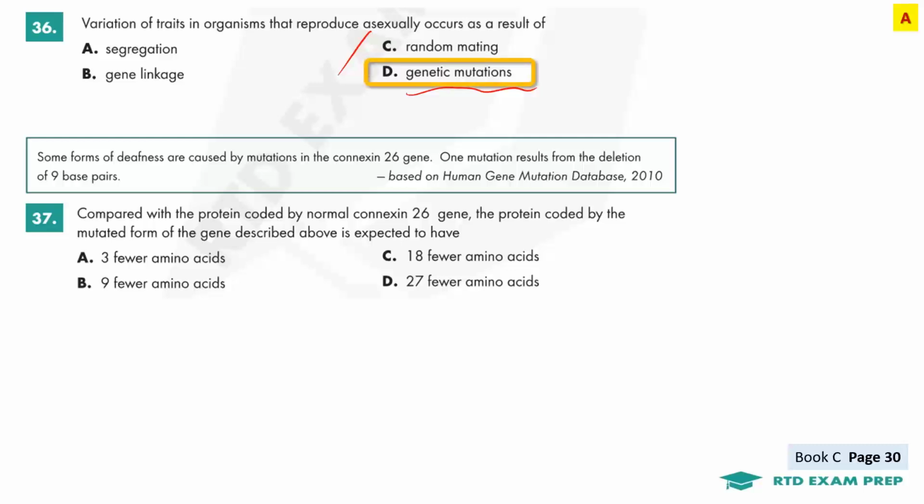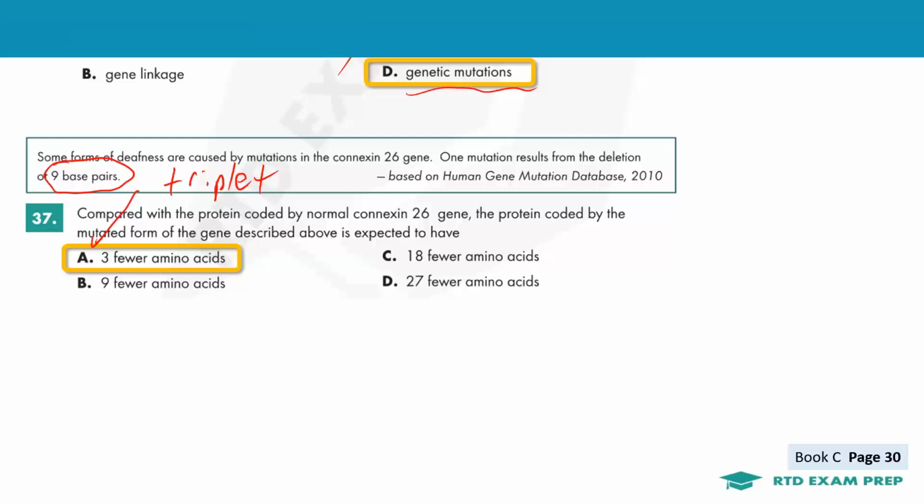37. Some forms of deafness are caused by mutations in the connexin gene 26. One mutation results from the deletion of 9 base pairs. Remember, our code is triplet. So you should have no problem saying if we have 9 base pairs, therefore we've lost 3 amino acids.